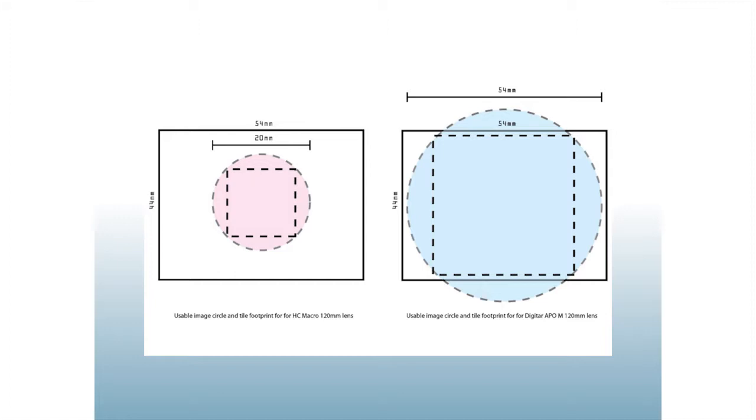So on the left is a 120 millimeter Hasselblad lens, the autofocus. It would have been great if it produced good flat images. Not so much. And on the right was a Schneider 120 APO.